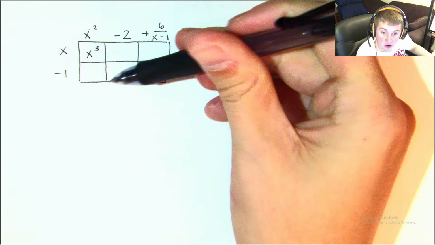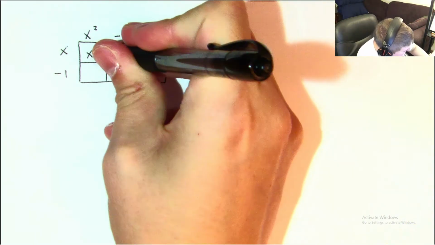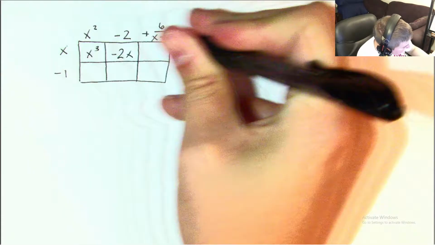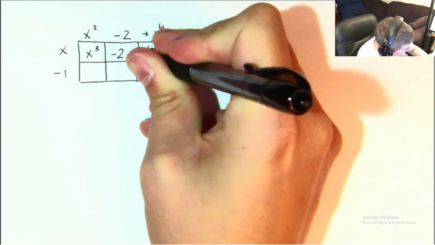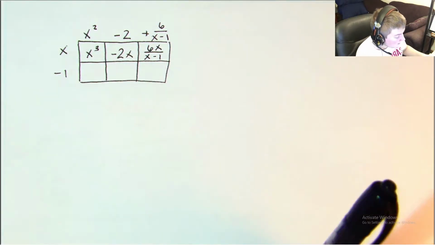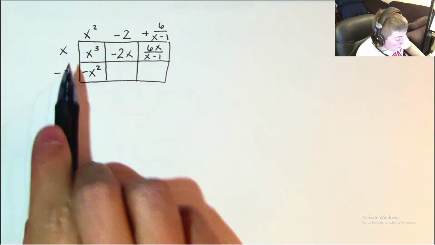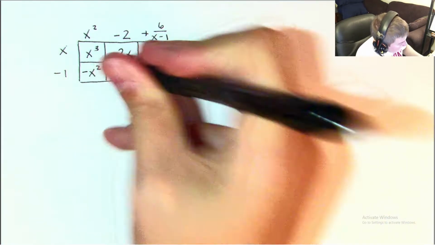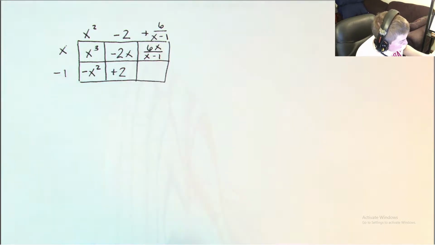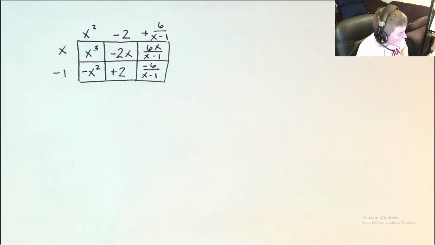Okay, and then I'm going to go x times -2, which is -2x. We're going to go x times 6 over x minus 1. Well, that's just 6x over x minus 1. Okay, and then I'm going to go x squared times -1 is -x squared. Then I'm going to go -1 times -2, which is +2. And then I'm going to go -1 times 6 over x minus 1. That's just -6 over x minus 1.